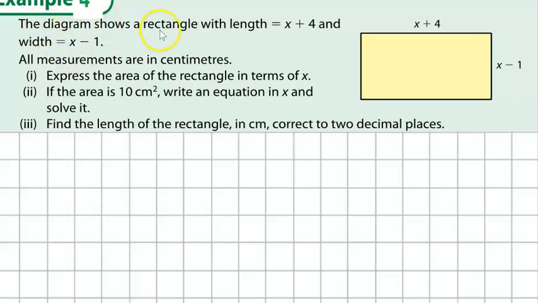The diagram shows a rectangle with length equal to x plus 4, and width equal to x minus 1. All measurements are in centimeters. Part 1. Express the area of the rectangle in terms of x.